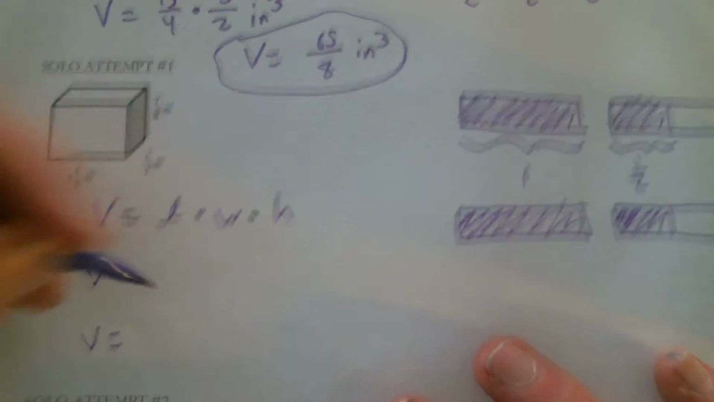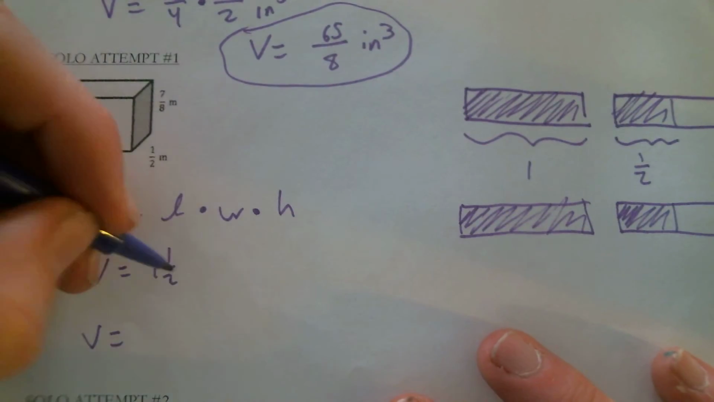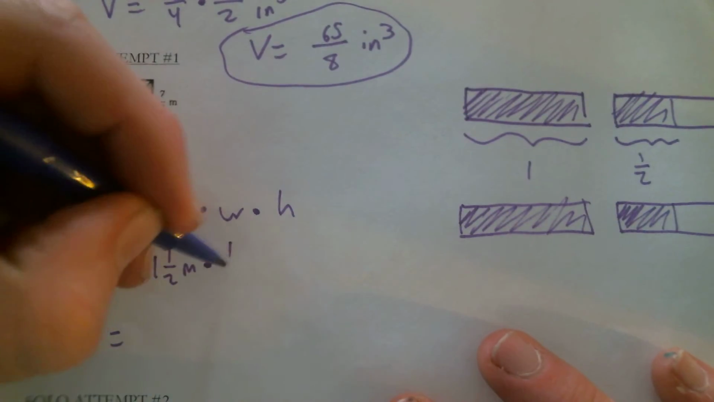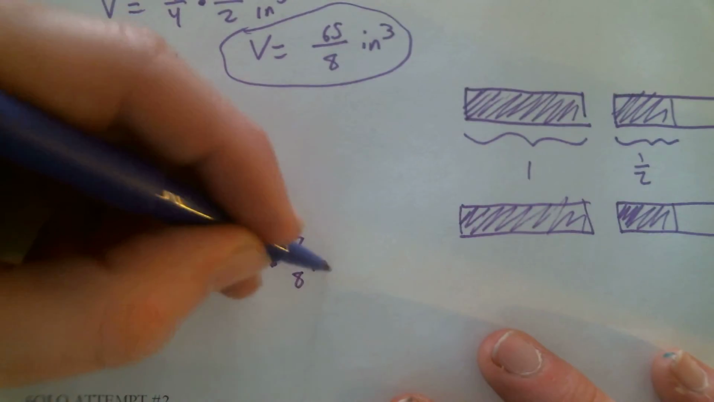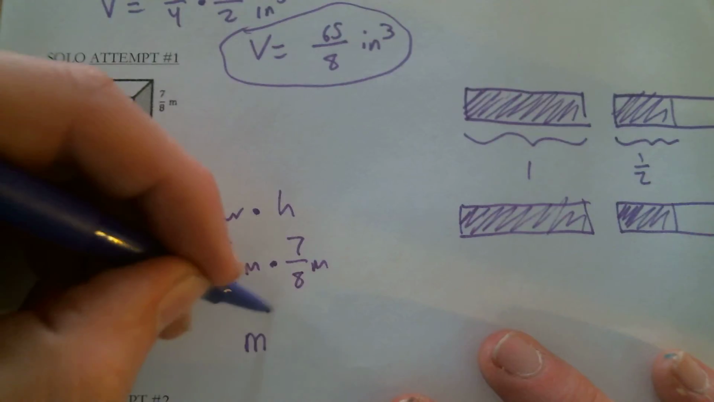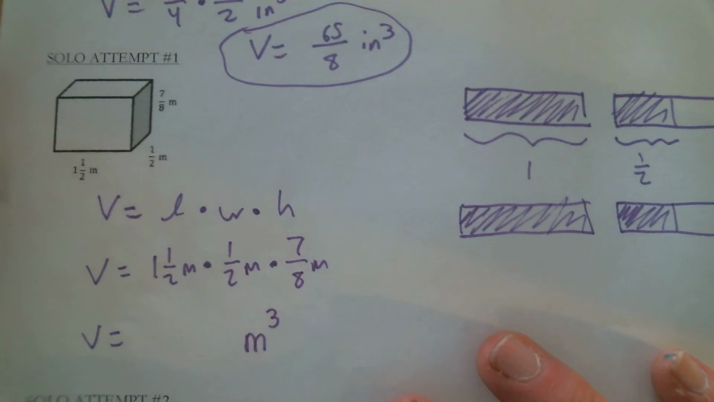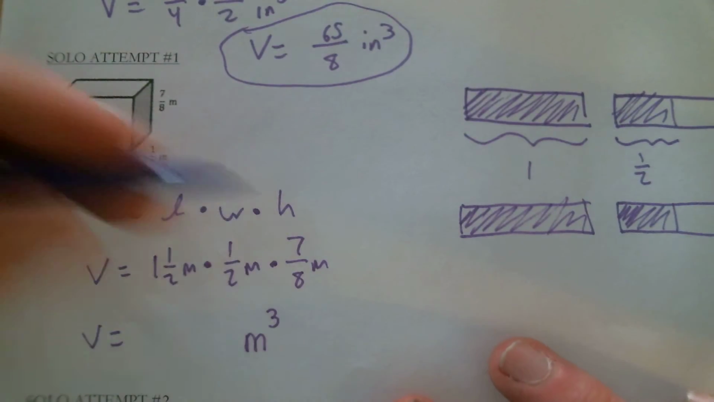Got a little solution video here for you on your solo attempts. Here's your first one. So I got to do length times width times height. So that means 1.5 meters times a half meter times 7/8 of a meter. So already I know meters times meters times meters, that's meters cubed. But I do need to think about 1.5 times 1/2 times 7/8.